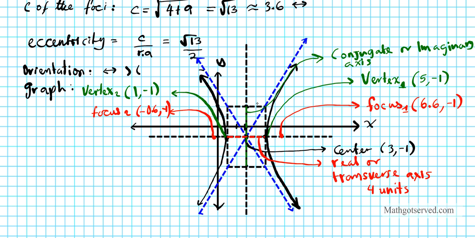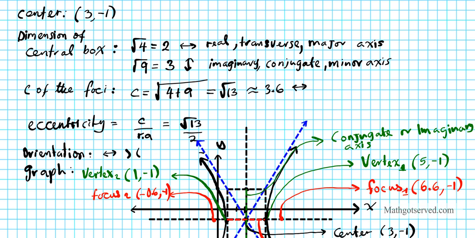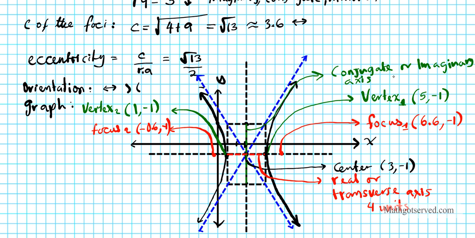And how long is it? We went up and down. How many units did we go up and down? 3 units, so it's going to be 6 units long. All right, so that's 6 units.